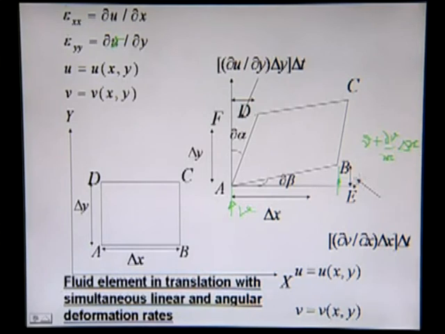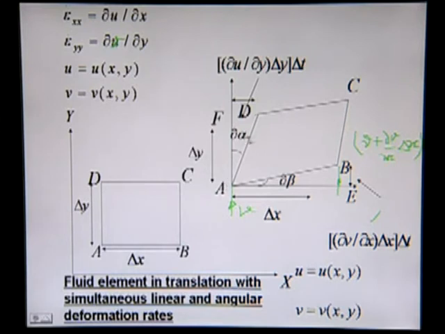Because of this velocity difference, this particle B will travel at 90 degrees. So in time delta t, what is the movement of this B with reference to this horizontal line? It will be del v over del x, which is the gradient in x direction, multiplied by delta x, multiplied by delta t. So this distance is written here: del v over del x into delta x into delta t.